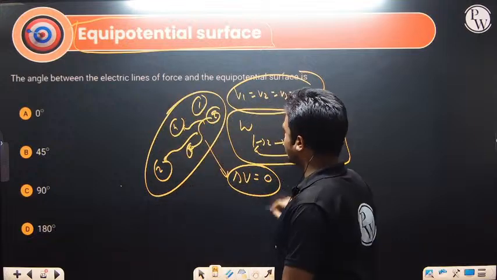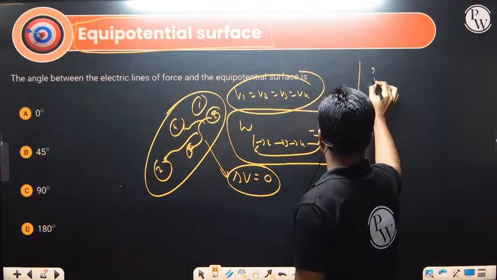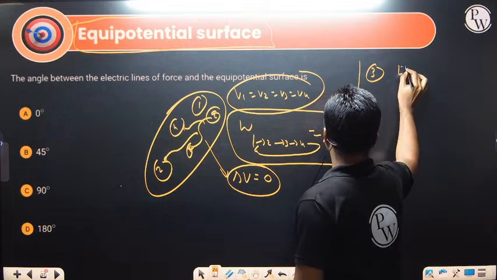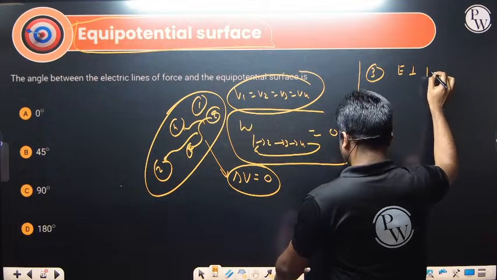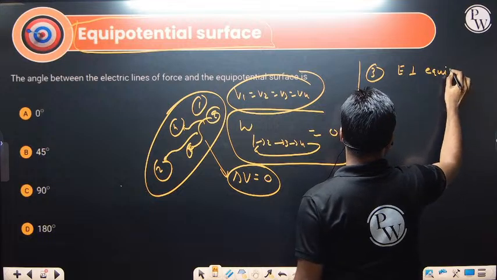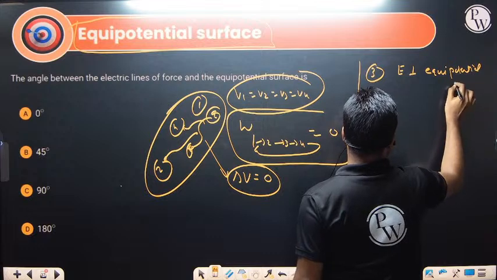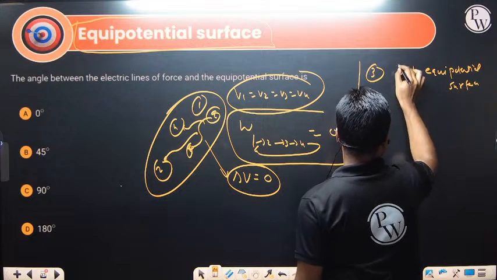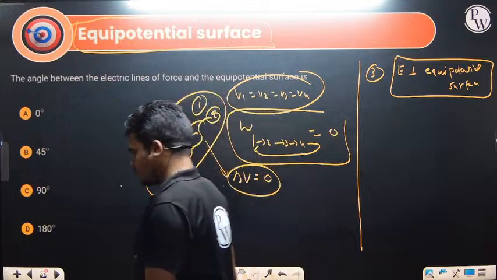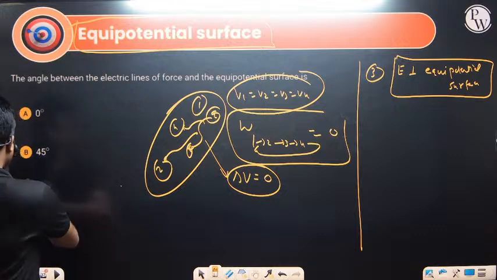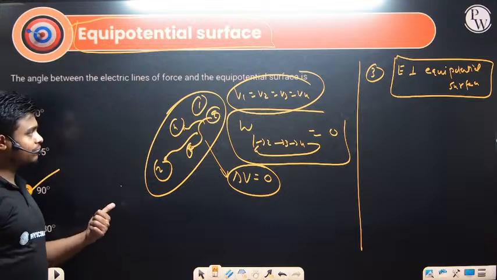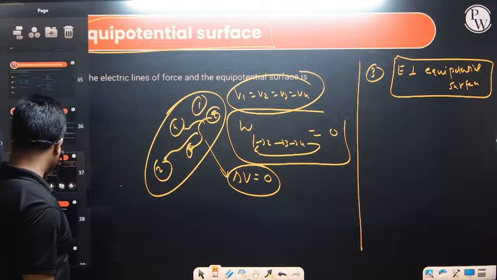Third, the electric field is always perpendicular to the equipotential surface. So the angle between the electric field and the equipotential surface will be 90 degrees.